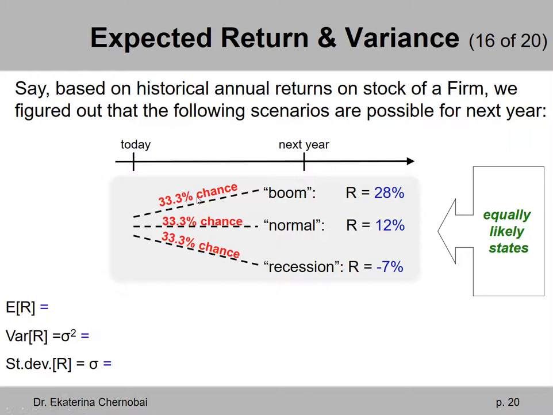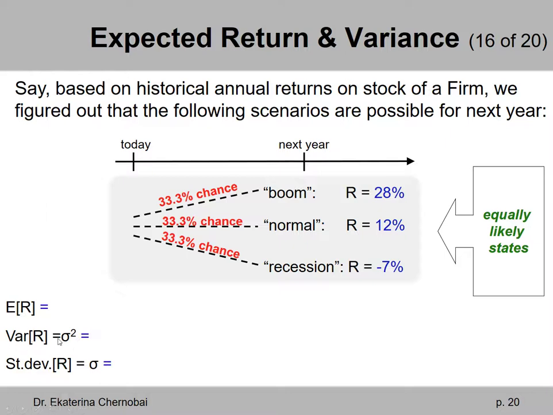With a 33.3% chance, it will be the so-called boom state, in which case you will make a 28% return. With a 33.3% chance, there may also be a normal state of the economy, in which case your return will be 12%. And with the remaining 33.3% chance, the state of the economy will be called recession, and that's when you will lose 7%. Because the three probabilities of the three states of the economy are equal, we call them equally likely states. So let's calculate the expected return and then the risk.